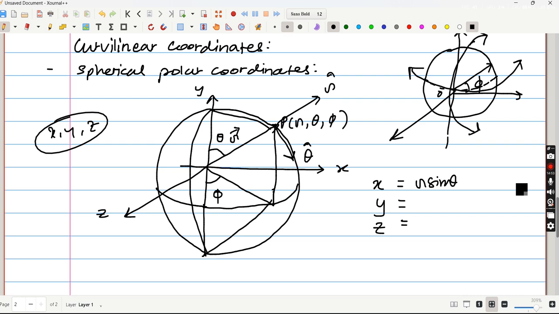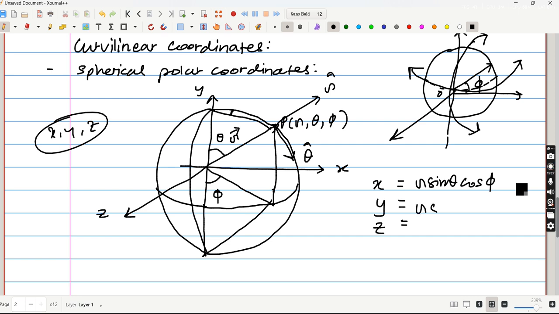So let's see. So this is r. So r sine theta cos phi. So what is r sine theta? So this is r, so sine theta is perpendicular by hypotenuse, so this is p. So this is r sine theta, and you're projecting it downwards to account for that other angle, so cos phi.